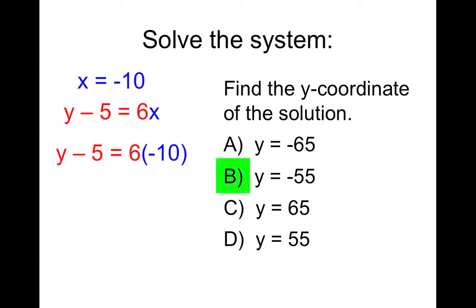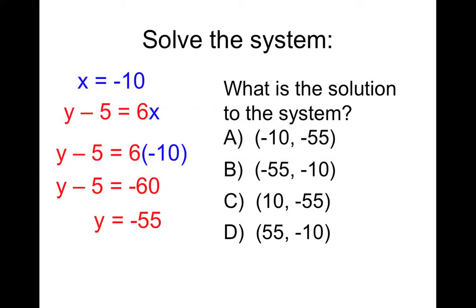The y coordinate of the solution is negative 55. First we'll multiply 6 by negative 10, and then add 5 to both sides. So put it all together. What is the solution to the system, the xy pair, that makes both equations true? Both equations are true when x is negative 10 and y is negative 55.